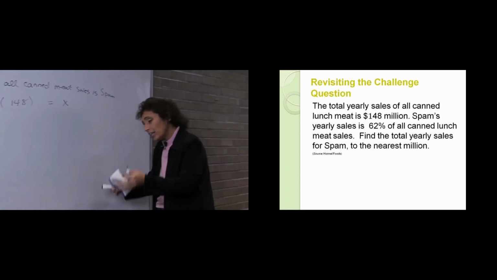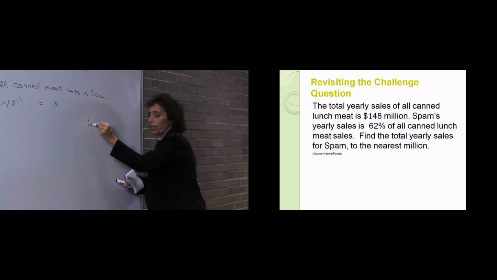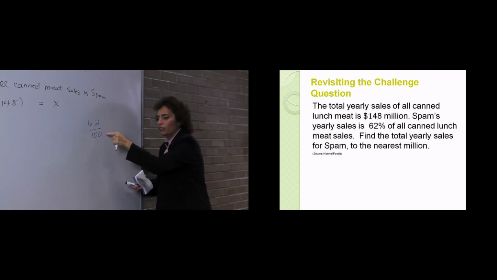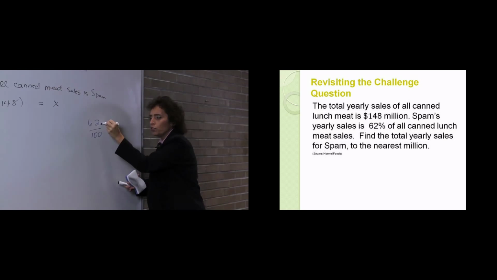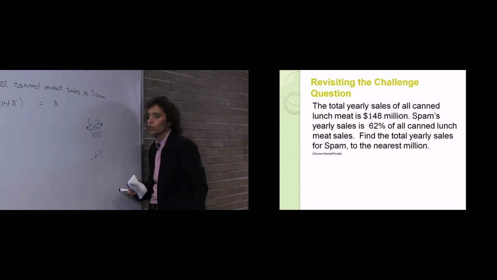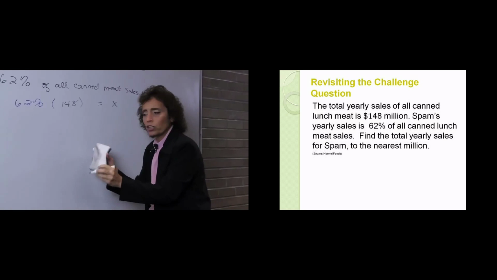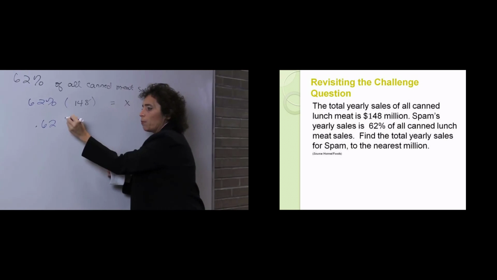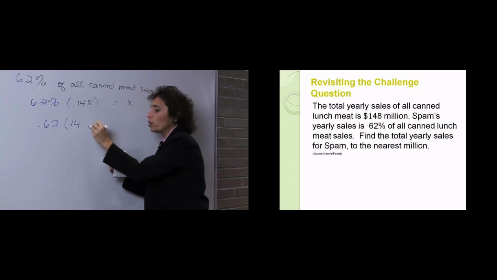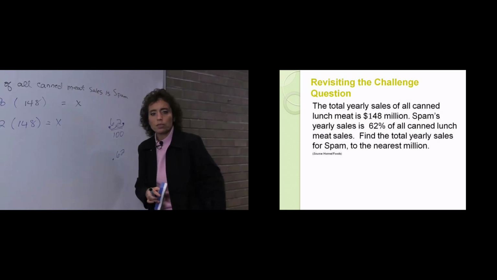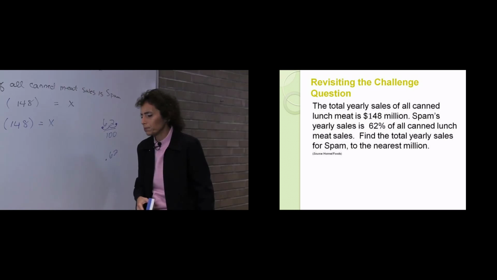Let's revisit again how to do this. 62% means 62 out of 100. If I want to change it to a decimal, I have to divide by 100, which means move the decimal 2 places to the left. So that's 0.62. So all I'm doing to answer this question is taking 0.62 or 62 hundredths and multiplying it by 148. And that's going to be the sales of Spam.